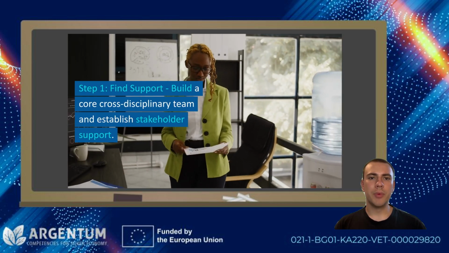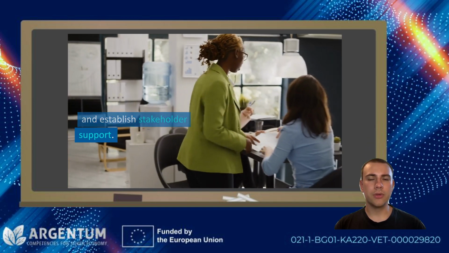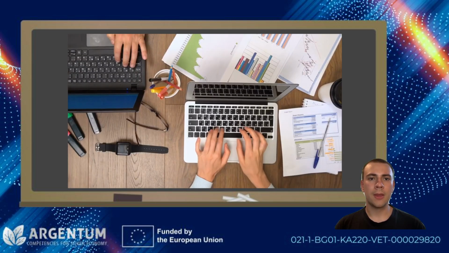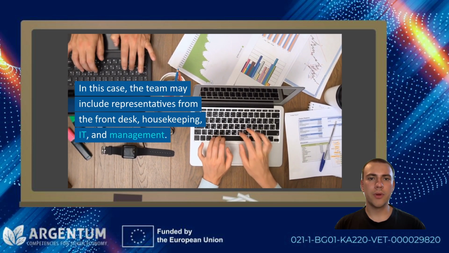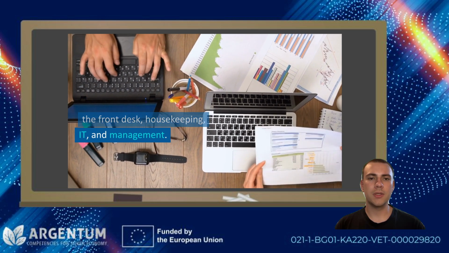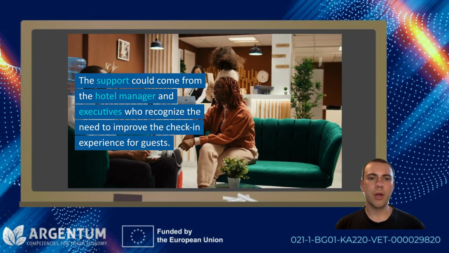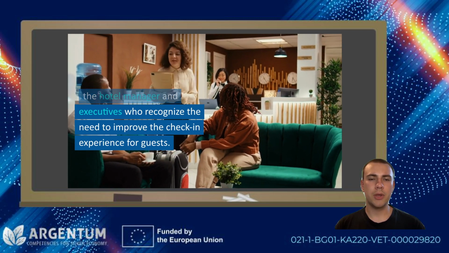Step 1. Find support, build a cross-disciplinary team, and establish stakeholder support. In this case, the team may include representatives from the front desk, housekeeping, IT, and management. The support could come from the hotel manager and executives who recognize the need to improve the check-in experience for guests.